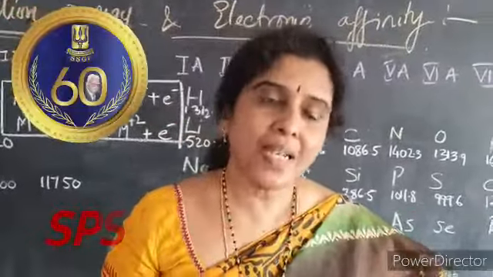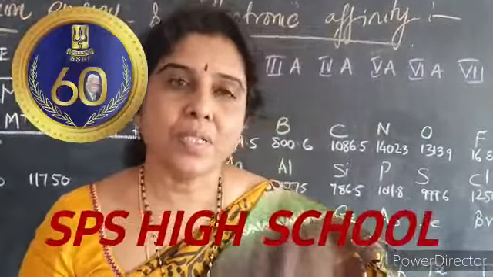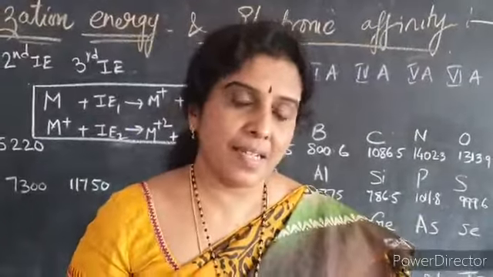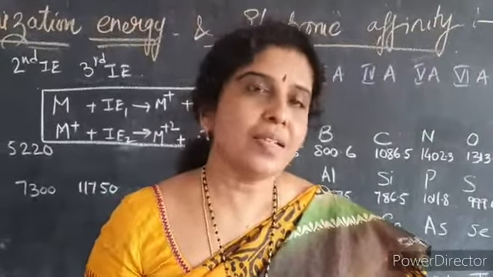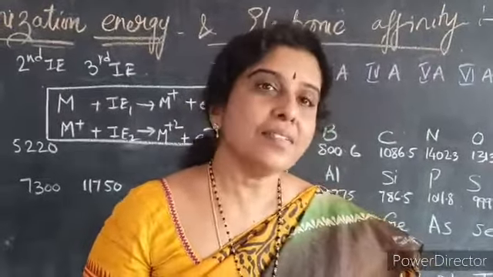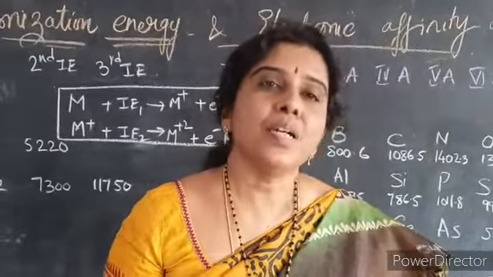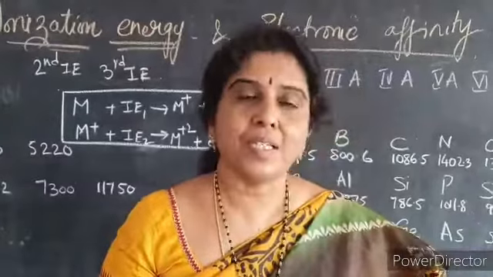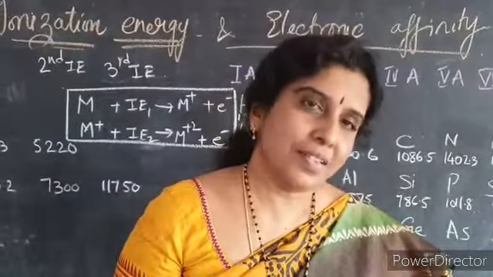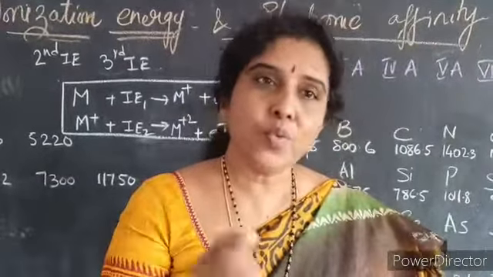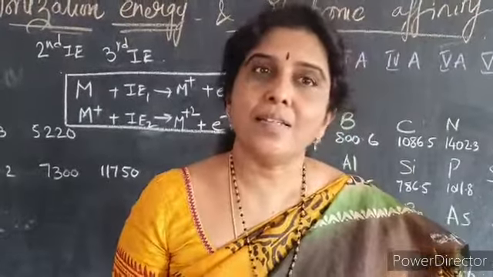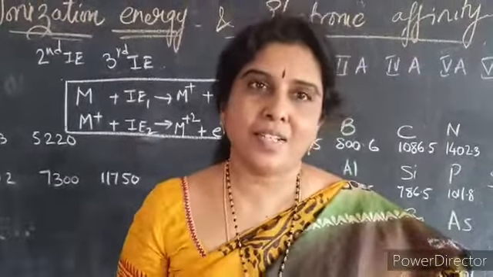In the previous class, we discussed ionization energy and the factors influencing it. So what is ionization energy? The energy required to remove an electron from the outermost shell of a neutral atom is known as ionization energy. When we are removing the first electron from an atom, we call that energy the first ionization energy.